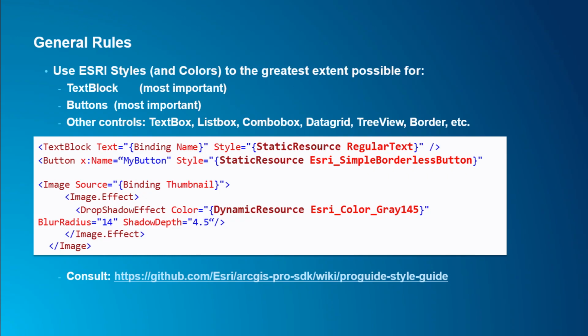With text blocks, there are a number of different styles as to whether you have heading, subheader, sub-subheader, a label of a label, or some other descriptive text. Buttons, whether it's a forward button, back button, home button, regular button, there are also styles for that too. And then there are a few other additional styles for these other controls.